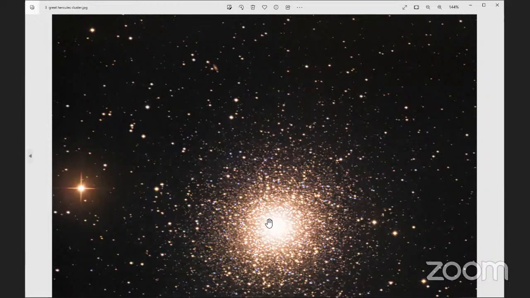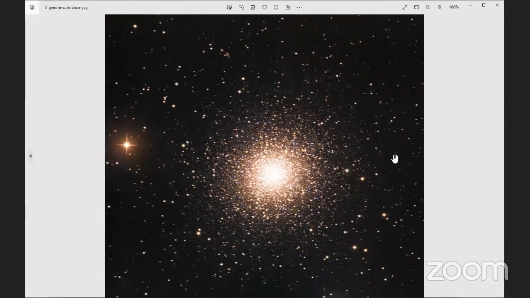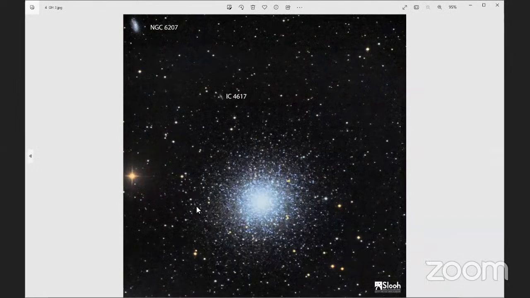Estimate again, 25,000 light years for the globular cluster. This galaxy, 489 million light years. It's 500 million light years away. This other image, again, of the same object, looks a little different, just probably different atmospheric conditions.